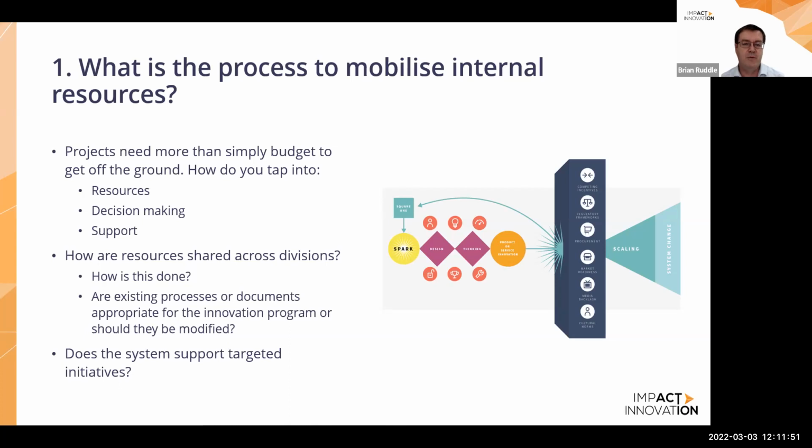So it's people, it's decision-making support, looking at how resources are shared across divisions. When we're setting up innovation systems, we're often wanting to break down silos within an organization, and we start off wanting that, but then when we get ideas halfway through a stage gate process, we're needing to get resources from other divisions and get them involved. Well, how's this done within the organization? Is there a process to mobilize resources from one division to work with another one? Now, we often assume that it's just going to work really easily, but often it's very difficult.